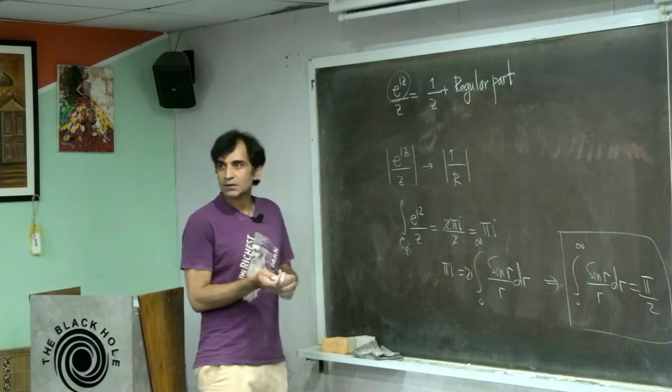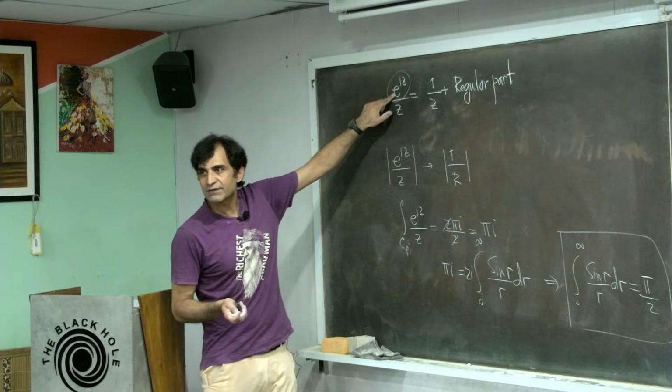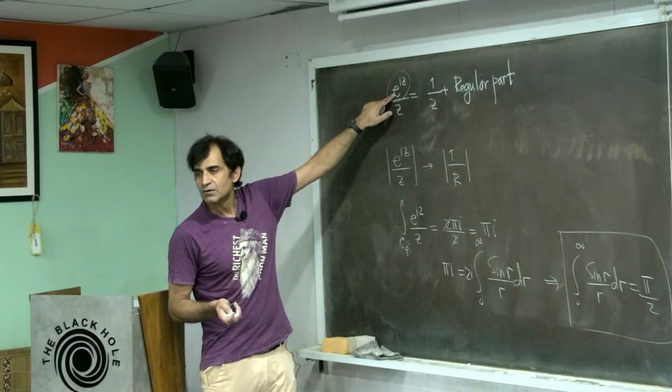2 by residue is 1. e to the power iota z for z is equal to 0 becomes 1.